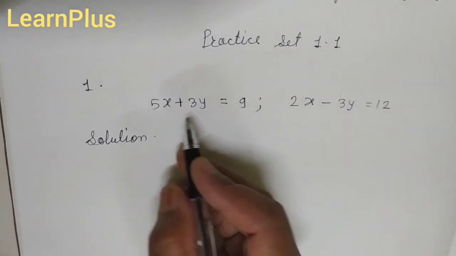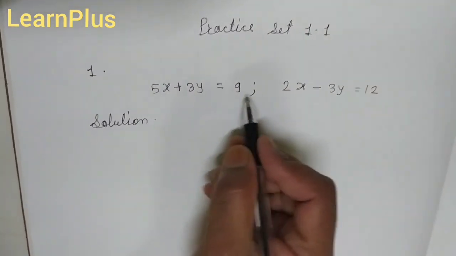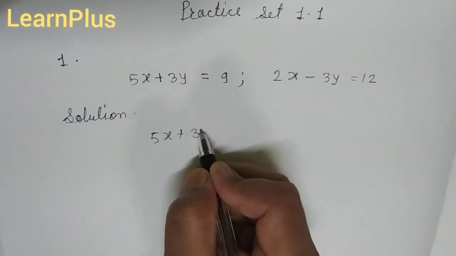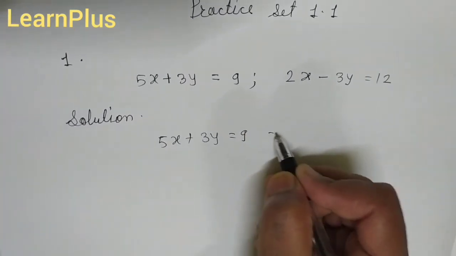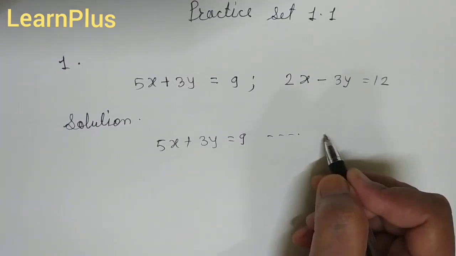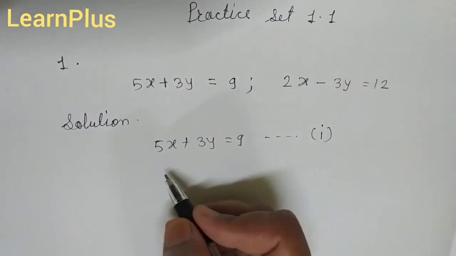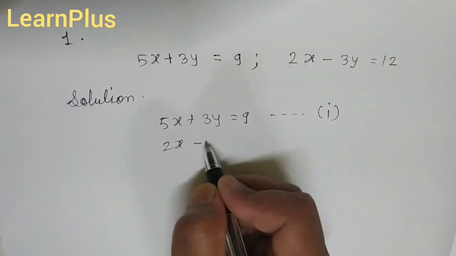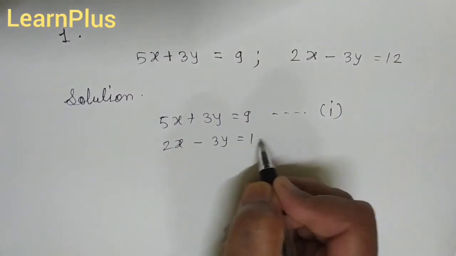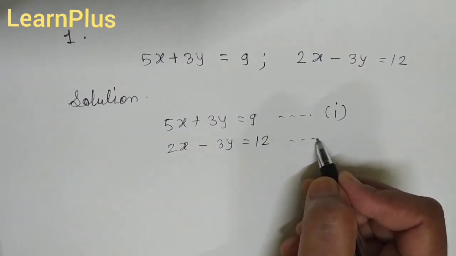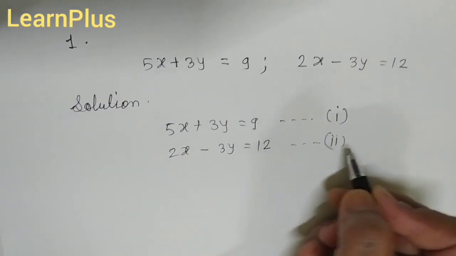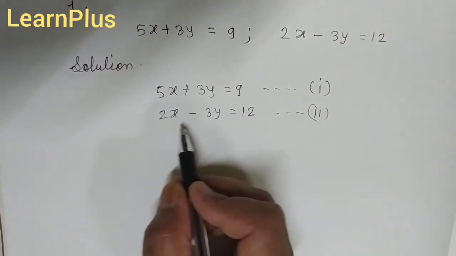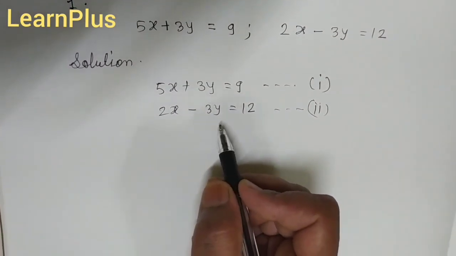Here, which is the first equation? 5x plus 3y is equal to 9. This is the first equation. Okay. Now second, which one? 2x minus 3y is equal to 12. This is the second equation. Here we don't know the value of x and y. We have to find the values.